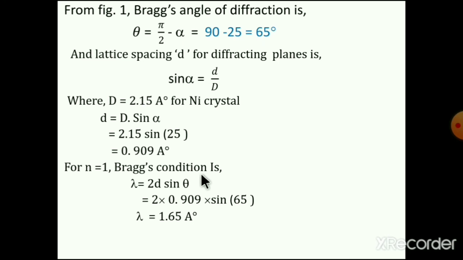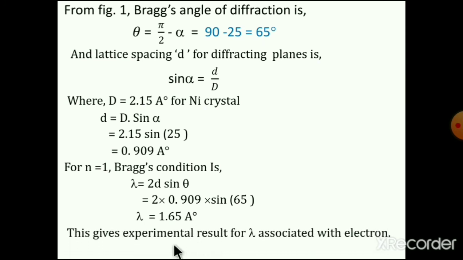Here we write the Bragg's condition for first order only, that is n equal to 1. The condition becomes n lambda is equal to 2d sine theta, where n is 1. Therefore, simply write lambda equal to 2d sine theta, or 2 multiplied by 0.909 into sine theta. That theta we have to find here. This is 65 degrees, and the resulting wavelength of the electron in this beam from the experimental result we get is 1.65 angstrom. Therefore, this gives the experimental result for lambda associated with the electron.